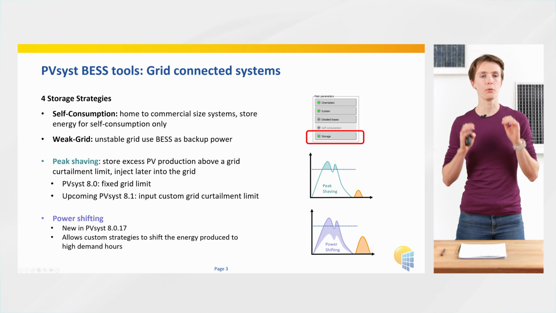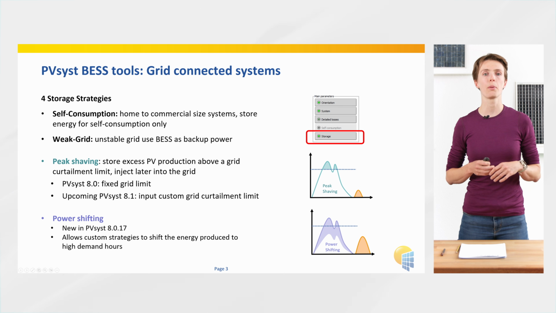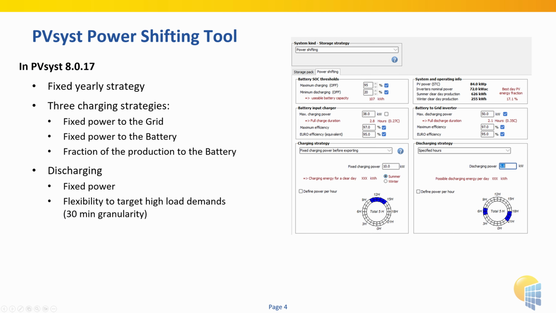Now let's dive into the details of the PVsyst power shifting tool. Here on the right, you can see the layout of the tool. This window allows you to define the charging and discharging strategy. On the charging side, you have 3 options that you can use. The first option lets you define the amount of power you want to send to the grid first, and you will charge the battery with whatever is remaining.